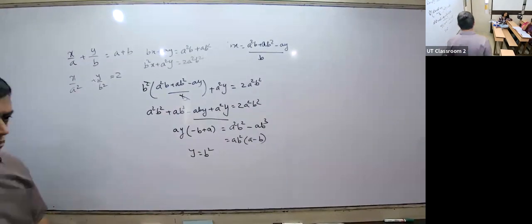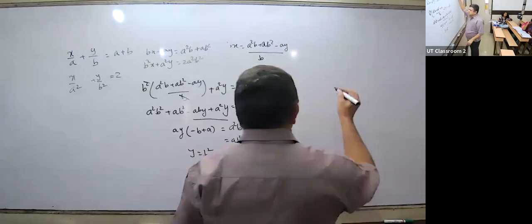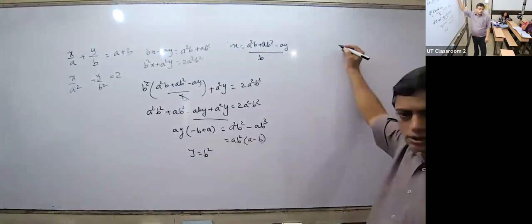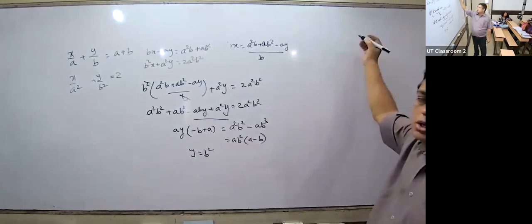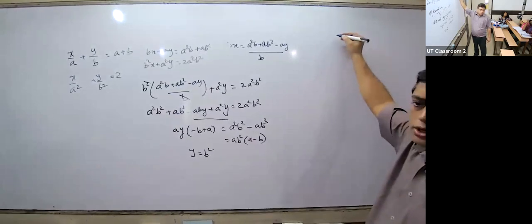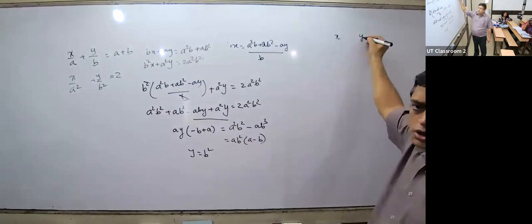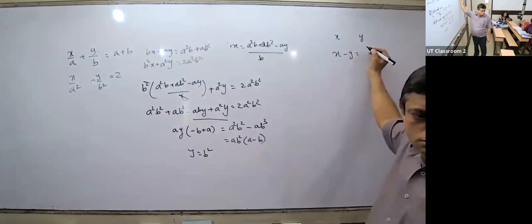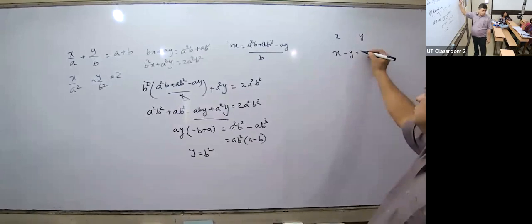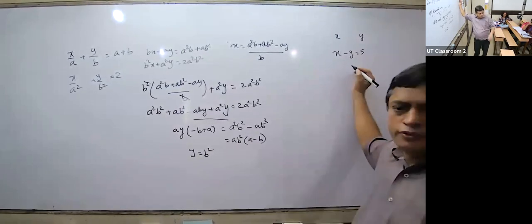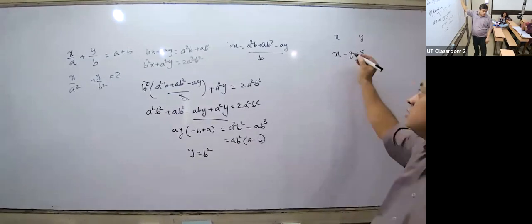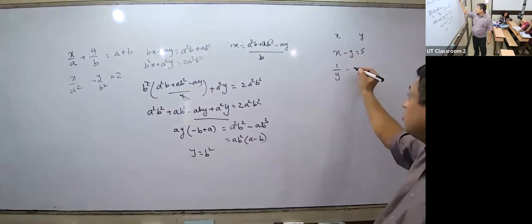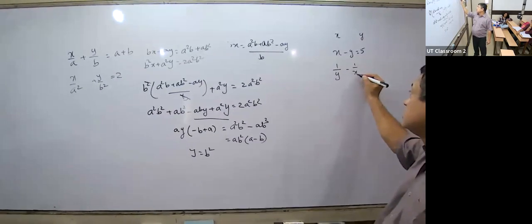The difference of two natural numbers is 5 and the difference of their reciprocals is 1/10. Find the numbers. So you can take the greater number as x and the smaller number as y. So x minus y is equal to 5. Now the difference of the reciprocals, listen carefully. Which is the greater number? This one, x. So 1 by y minus 1 by x is equal to 1/10.